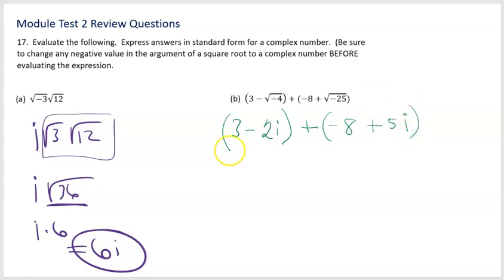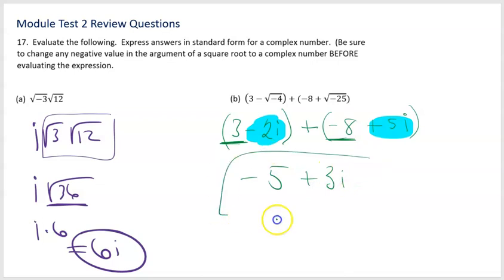Now you can add like terms. Look, you can add the 3 and the negative 8 together, because that's the real number part, which gives you negative 5, and then you can add the negative 2i and the plus 5i together, and that's going to give you plus 3i. And this is standard form for a complex number.